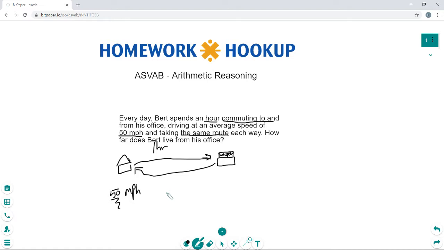So the fact that going to and from work takes 1 hour, right? And we know that he's traveling at a speed of 50 miles per hour. That means that to and from work, he would have driven 50 miles. So to and from work is 50 miles. However, what we want to know is how far exactly is his home from his office.